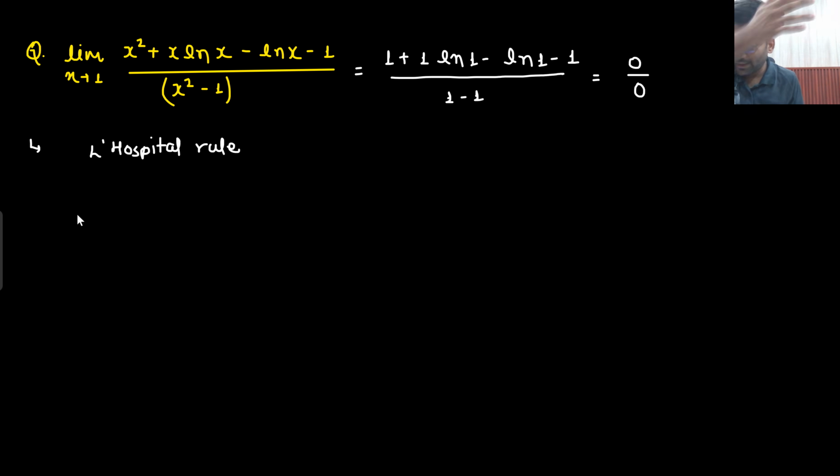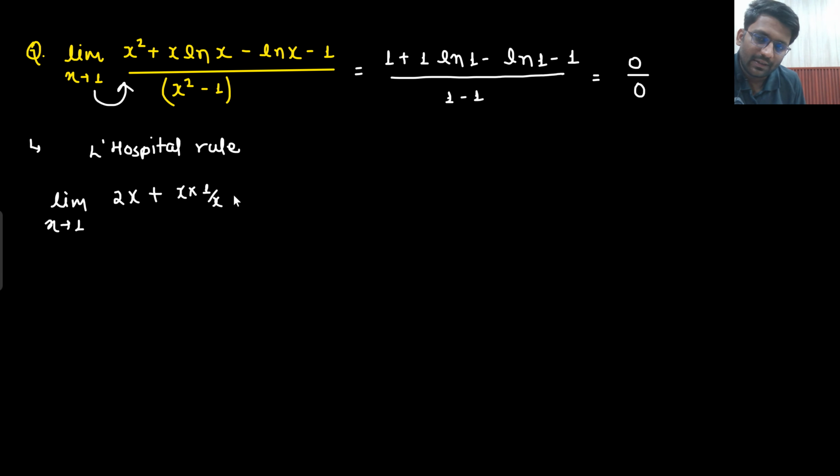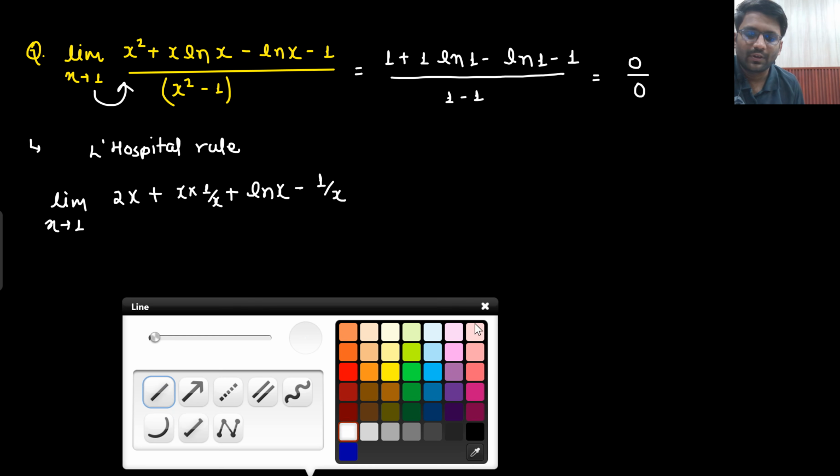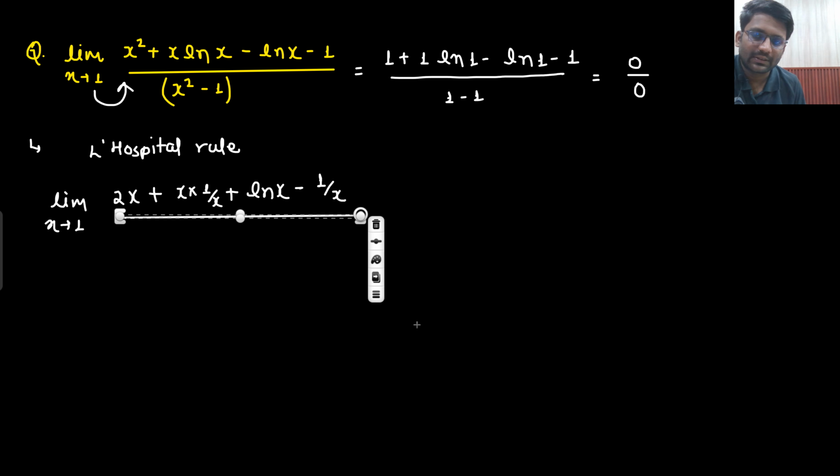Okay, so limit x tending to 1. Here I directly put 1. When I directly put 1 here, I was getting a 0 by 0 form, so I can apply L'Hopital rule. Let's differentiate. Differentiation of x square will be 2x. What will be the differentiation of x ln x? First as it is, differentiation of second, plus second as it is, differentiation of first, minus differentiation of ln x, which will be 1 by x, divided by differentiation of x square minus 1, which will be 2x.